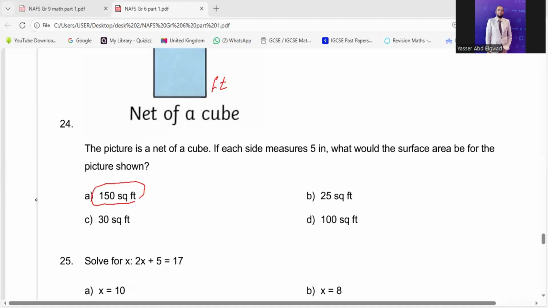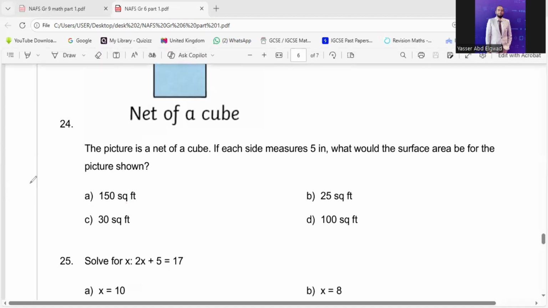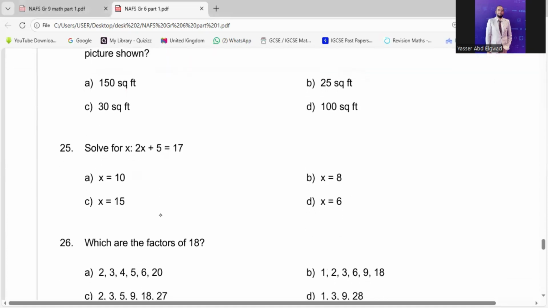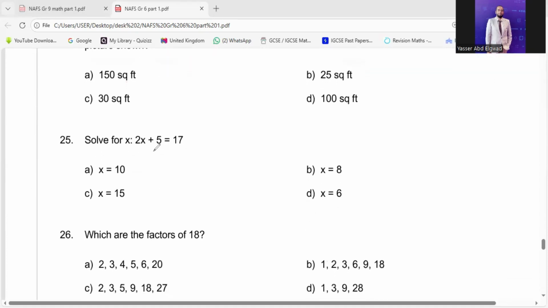The next one, number 25. Solve the equation. You know the equation, you do the opposite. We have a 5. How to cancel 5? The equation, by the way, is the opposite of order of operations. In the order of operations, we start with multiply before divide. But in an equation, you do the opposite.